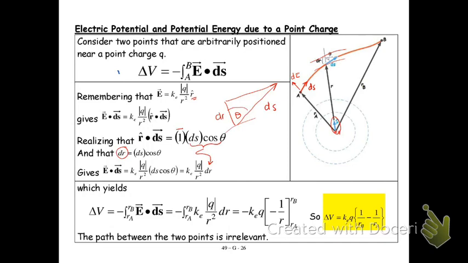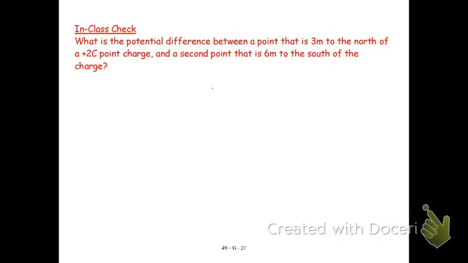So I'm integrating now over all these little bits. I know how to do that. The minus k_e q comes out because that's constant. And the integral of 1 over r squared is minus 1 over r. And so I get delta V equals k_e q times 1 over r final minus 1 over r initial. Rather than A and B, we're going from A to B, so 1 over r final minus 1 over r initial. The path is irrelevant.